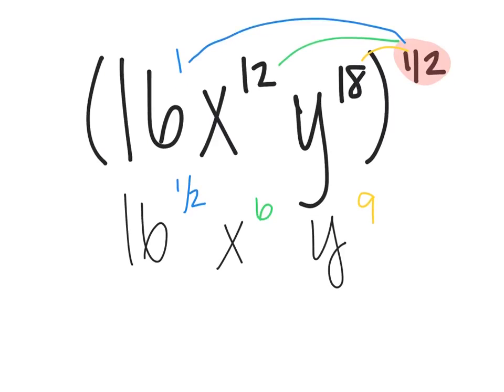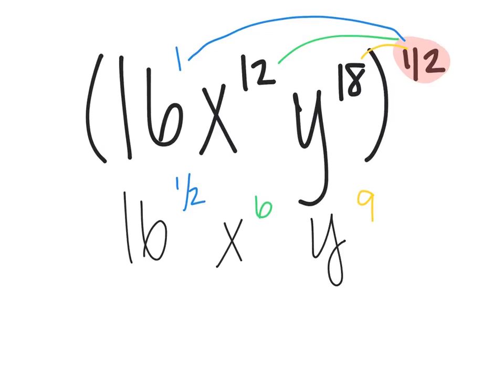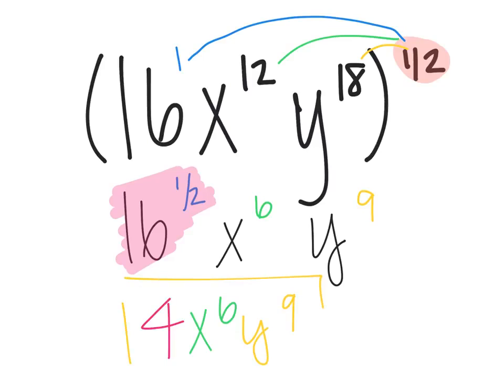We can simplify that a little bit further because 16 to the 1/2 power does simplify here. It's not something that you would probably know off the top of your head, and that is 100% okay, but we can use our calculator to help us with that. 16 to the 1/2 is actually 4, so I really end up with 4, and then x to the 6th and y to the 9th, and that would be my final answer.